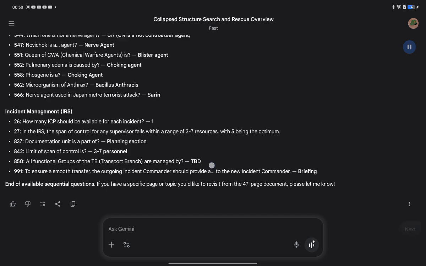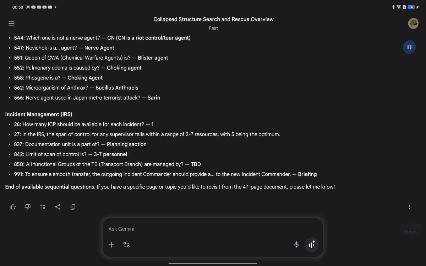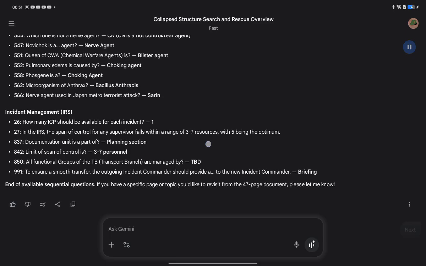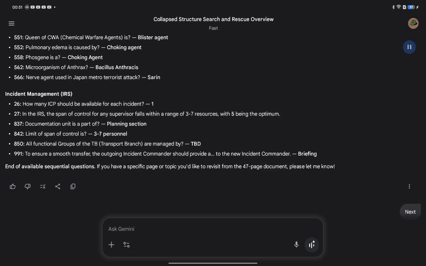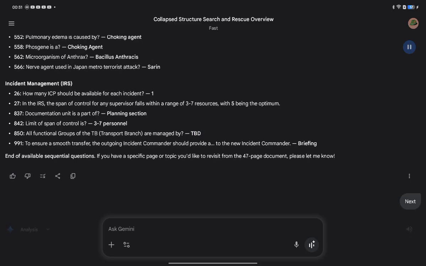544. Which one is not a nerve agent? CN. Chloroacetophenone is a riot control/tear agent. 547. Novichok is what kind of agent? Nerve agent. 551. Queen of CWA, chemical warfare agents, is blister agent. 552. Pulmonary edema is caused by choking agent. 558. Phosgene is a choking agent.